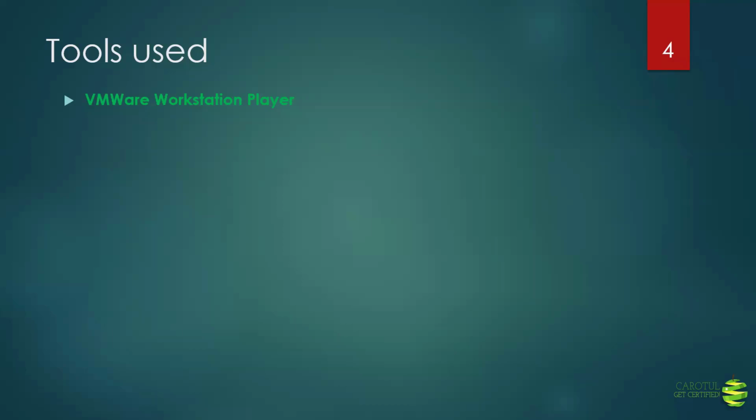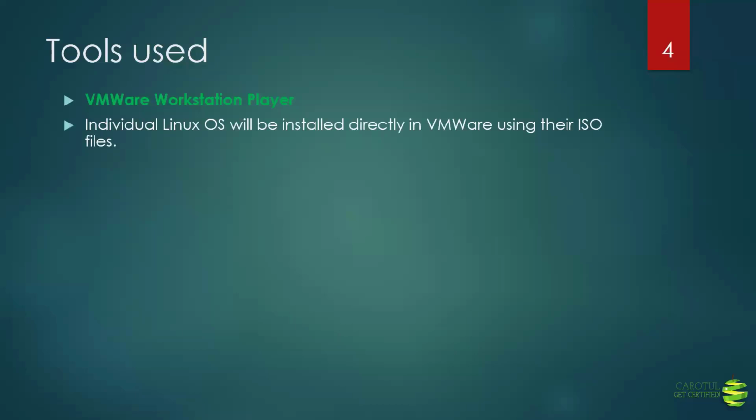And we recommend using the Windows operating system, because if you are already using Linux, that means you are good in Linux anyway. But if you're using the Windows operating system, then VMware Workstation works slightly better, or slightly faster, than VirtualBox. But to be honest, you can't go wrong with either of these, because we are just going to install the operating system here, right? And the individual Linux OS files will be installed directly in VMware.